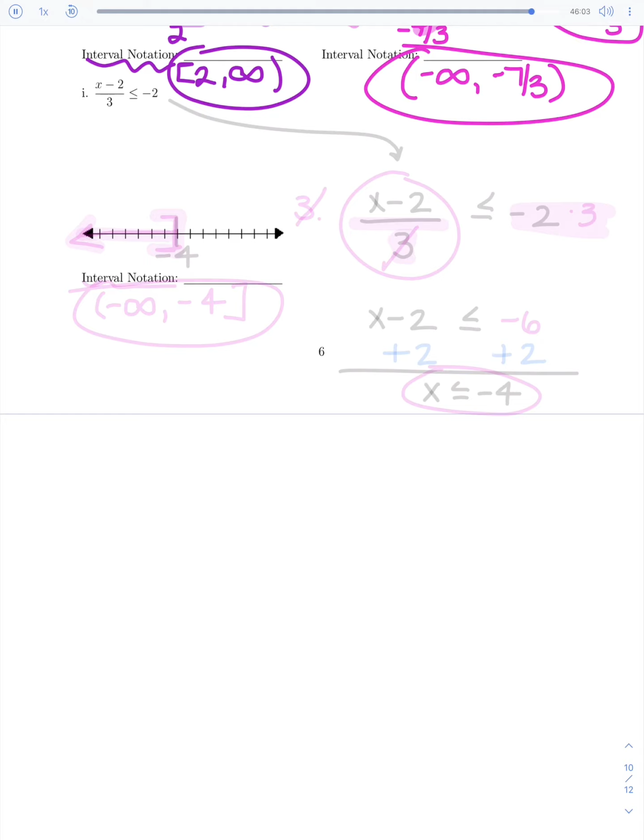Last one. Let's take a look at I. I'm running out of space, so let's do it over here. We've got (x minus 2) over 3 is less than or equal to negative 2. So this one, we'd like to get rid of our fractions.